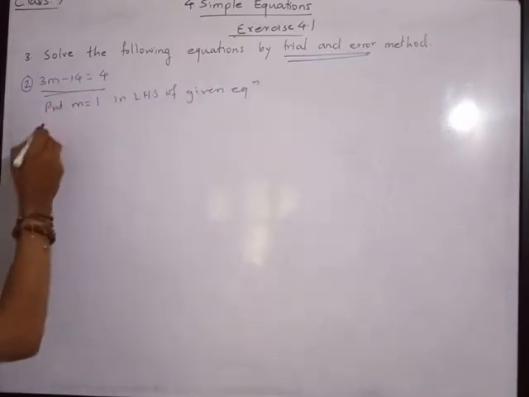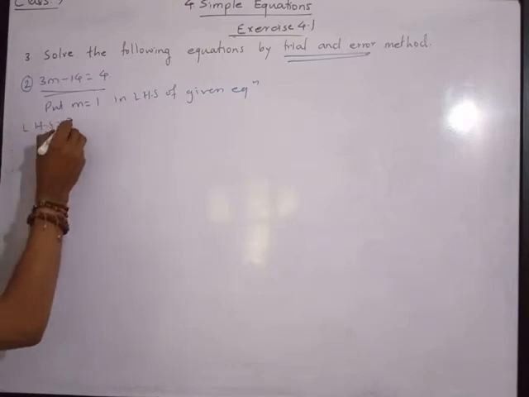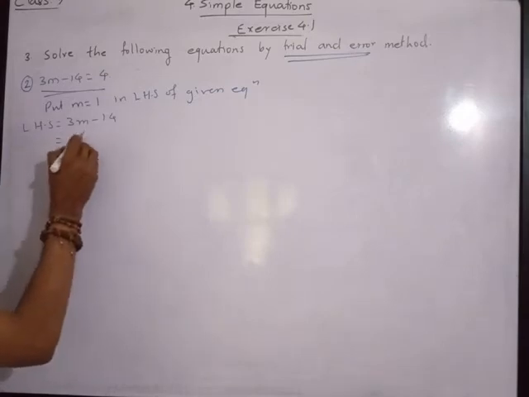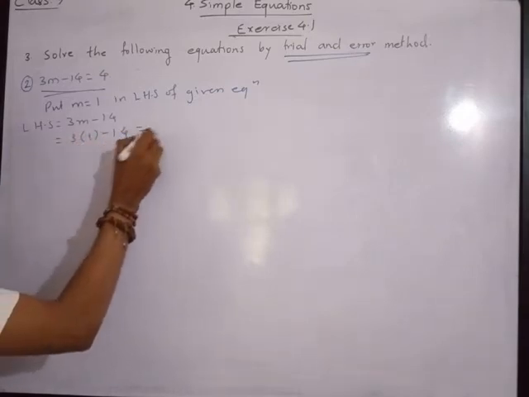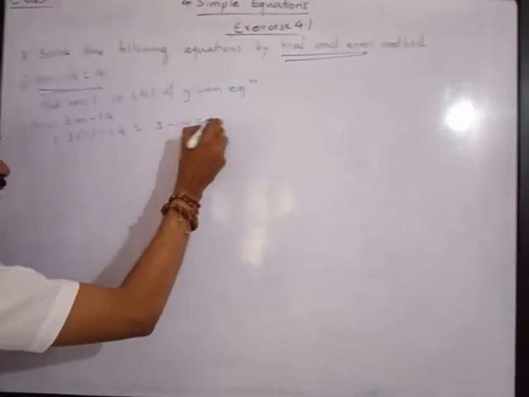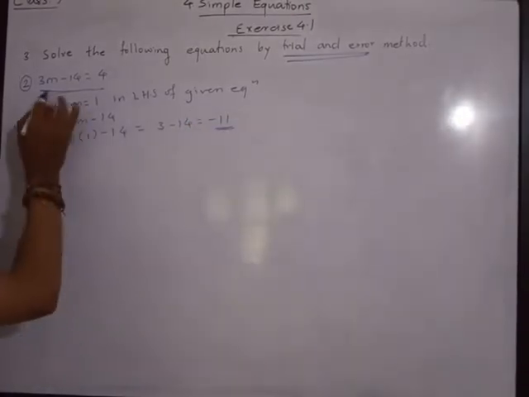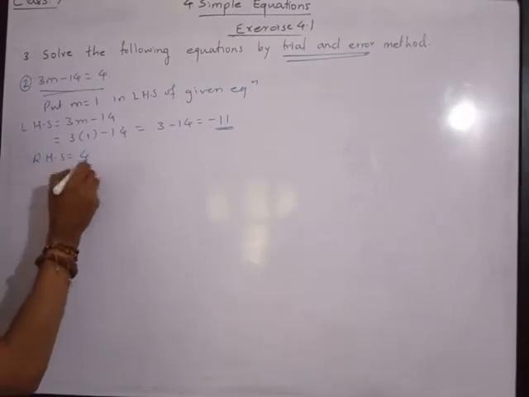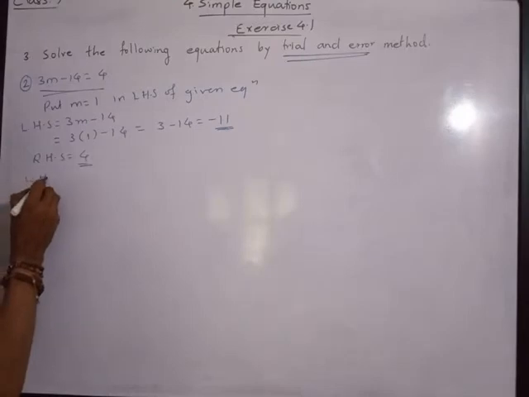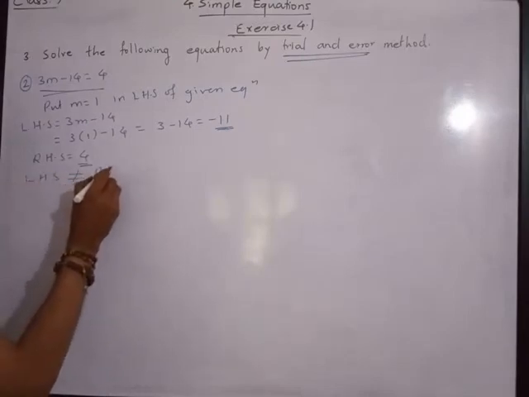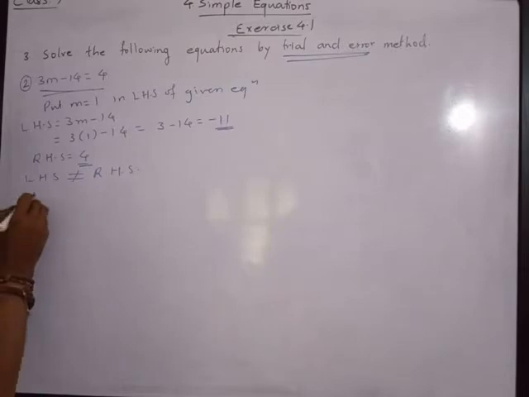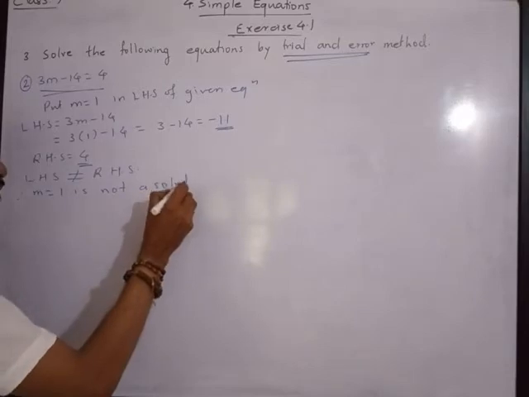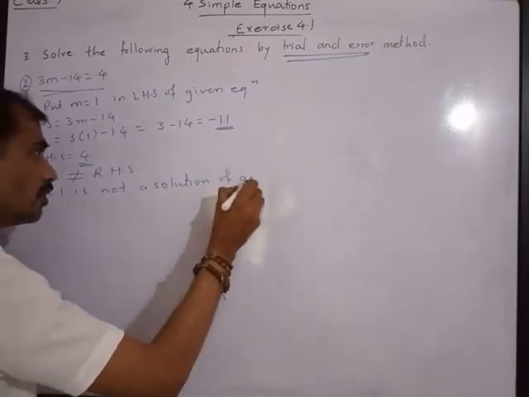So we will get LHS, left hand side, is equal to 3m minus 14. In this, if you put m is equal to 1, you will get 3 into 1 minus 14. So this is equal to 3 minus 14, that is equal to negative 11. Please note, LHS is negative 11 and RHS is 4. It means LHS is not equal to RHS. Therefore, m is equal to 1 is not a solution of the given equation.